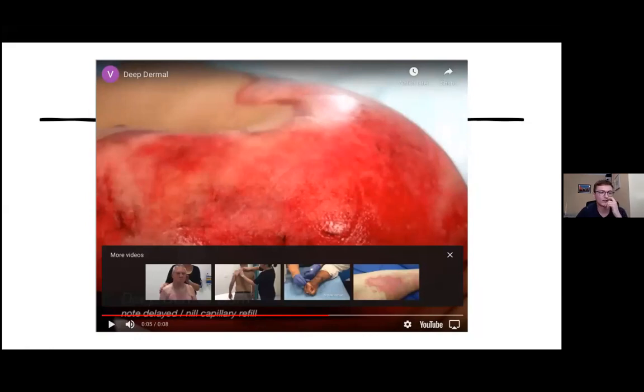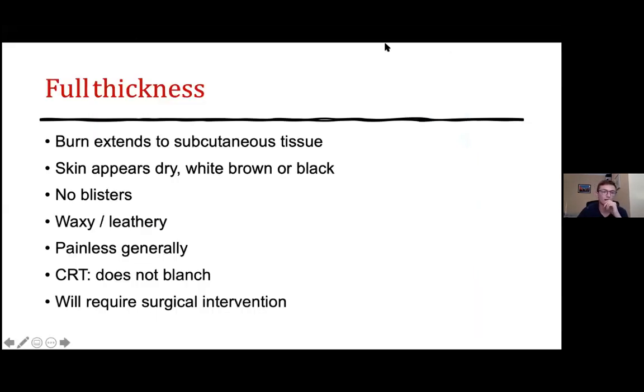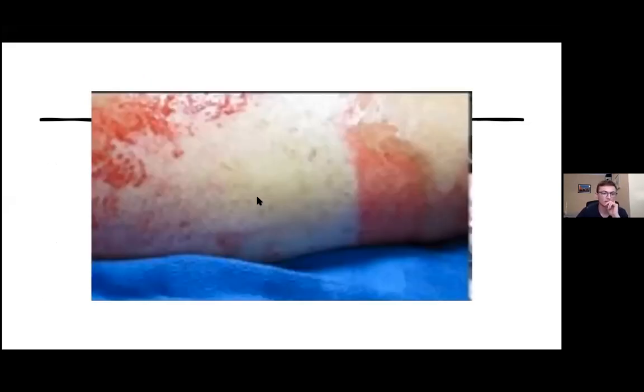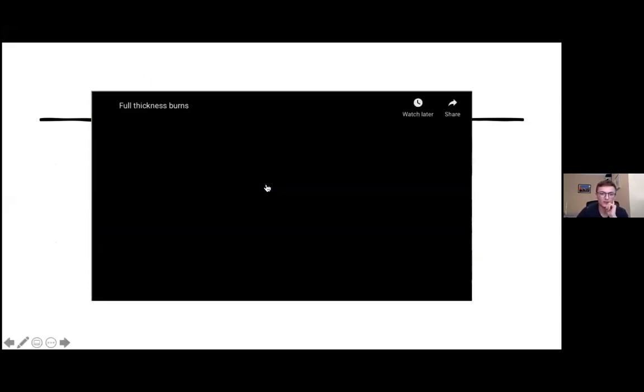Cool. And then the next one being full thickness burn. This is when the burn extends into the subcutaneous tissue, skin appears dry and discolored, white, brown, or black. Don't get any blisters, looks sort of waxy and leathery, generally painless, and cap refill, it doesn't blanch at all. And this will definitely require surgical intervention. So this is a video of that.